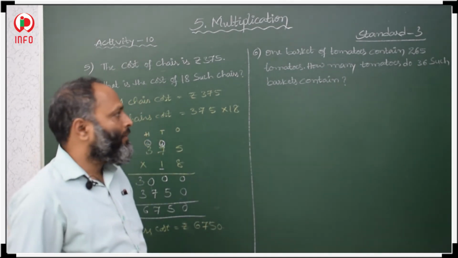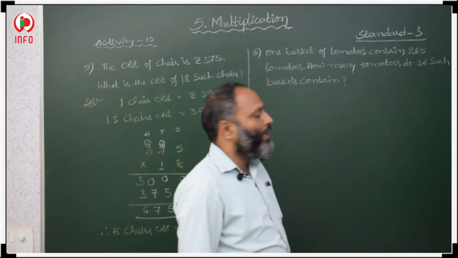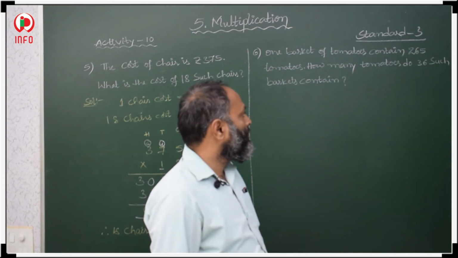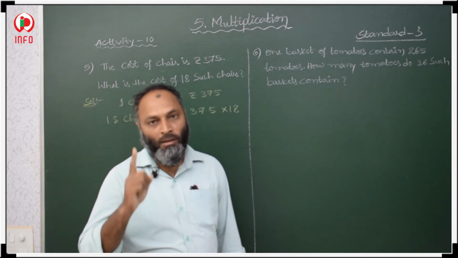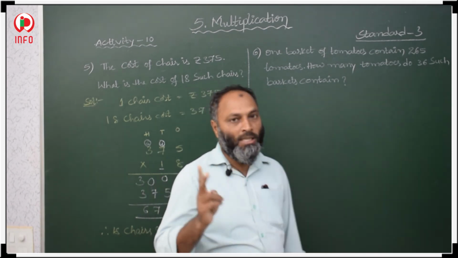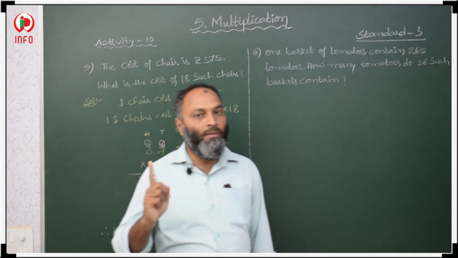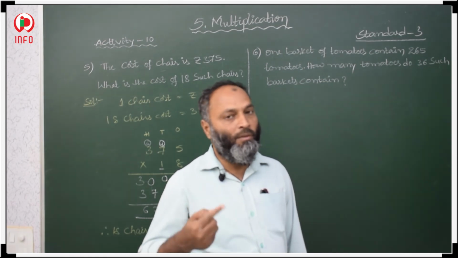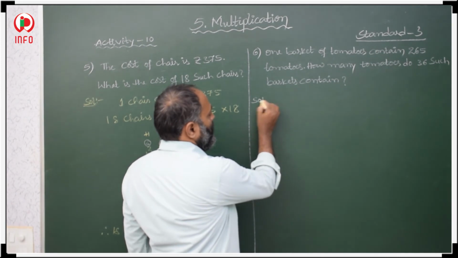Okay. Next, in the sixth question, one basket of tomatoes contains 265 tomatoes. How many tomatoes are in 36 such baskets? So, about one basket he has given how many tomatoes were there, and then he is asking about 36 such baskets. It means unit is given, more he is asking. If unit is given and more he is asking, that means we have to multiply. Solution.